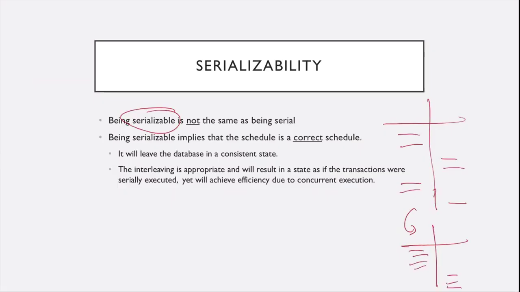So being serializable, what does it imply? Why do we need to check if it is serializable? Because we know that if a non-serial schedule is serializable, it will always give you a correct result. It will leave the database in a consistent state. And also you have the interleaving of the operations, so the inefficiencies of the serial schedule will not be there, because you are ultimately having concurrent executions.